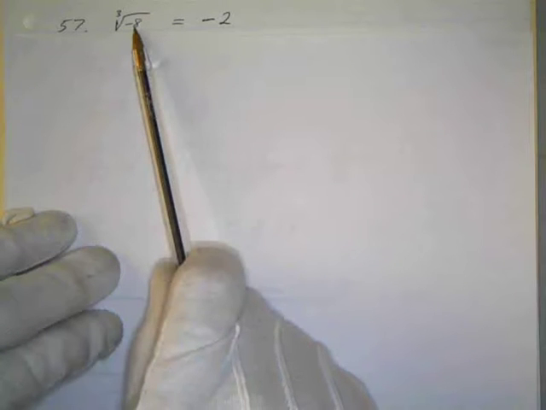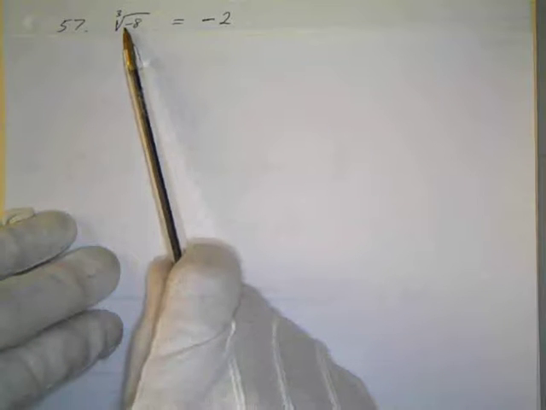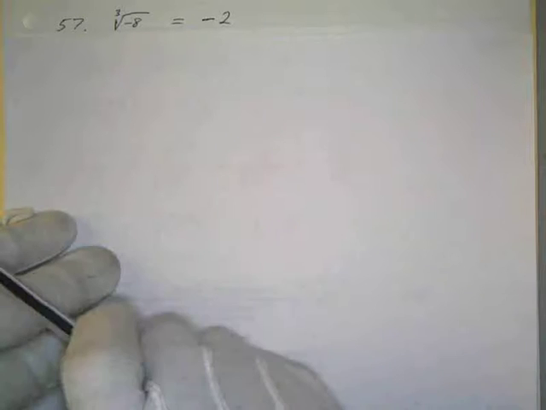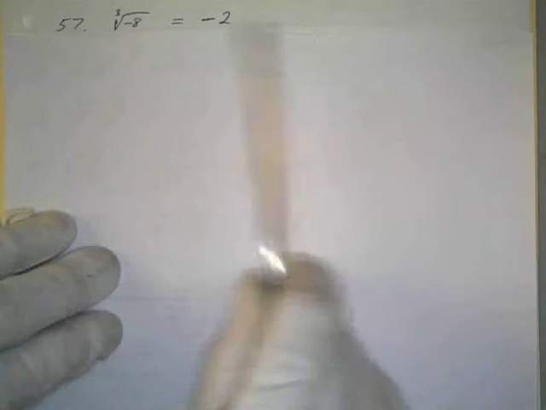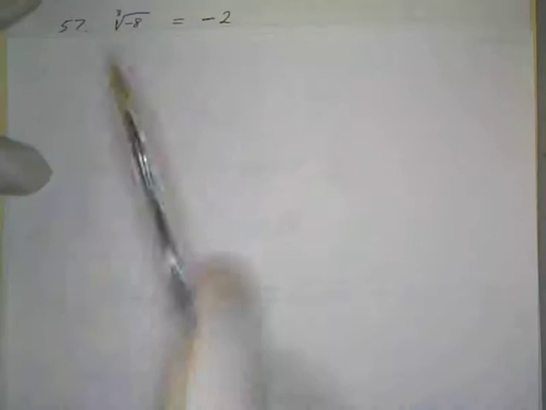The cube root of 8 is 2. The cube root of negative 8 is negative 2. A negative times a negative times a negative is a negative. All right?